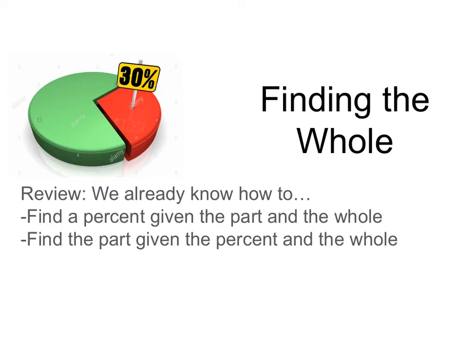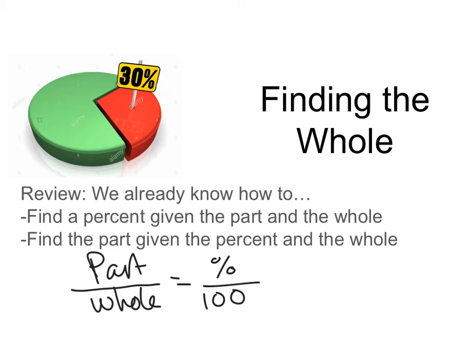All right, in this video, we are going to figure out how to find the whole when you've been given the percent and the part, which is kind of a weird thing to think about. So just to review, we already know how to find a percent given the part and the whole. So let's go back to our friendly ratio model here. So we've got the part out of the whole equals the percent out of 100.